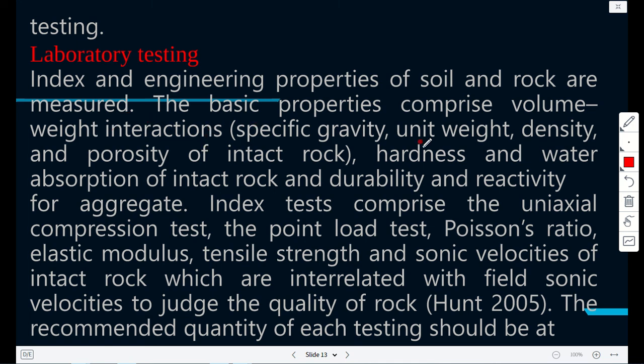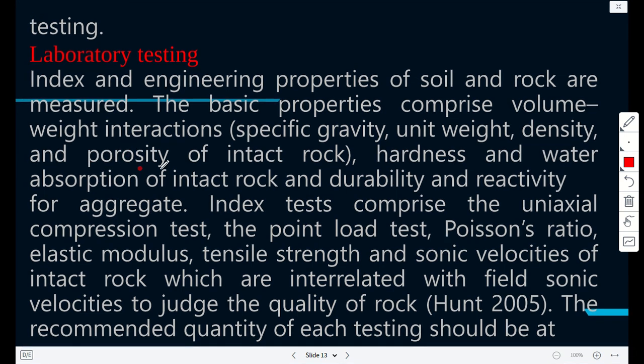Testing. Index and engineering properties of soil and rock are measured. The basic properties comprise the volume-weight relationships, specific gravity, unit weight, density, and porosity. Actually, this is important, porosity, because that determines permeability, and if there is a line of weakness, then disaster. So that's important. The porosity, hardness, water absorption of intact rock, and durability and reactivity for aggregate.